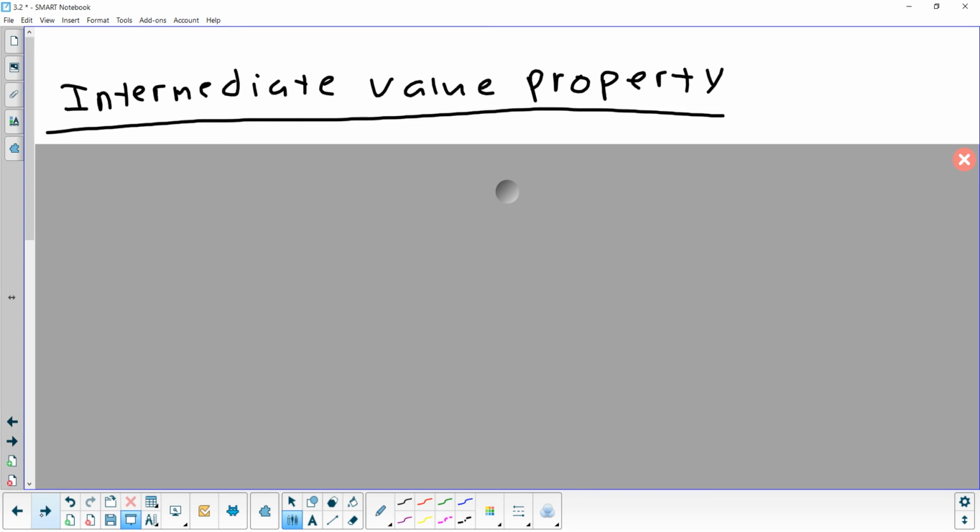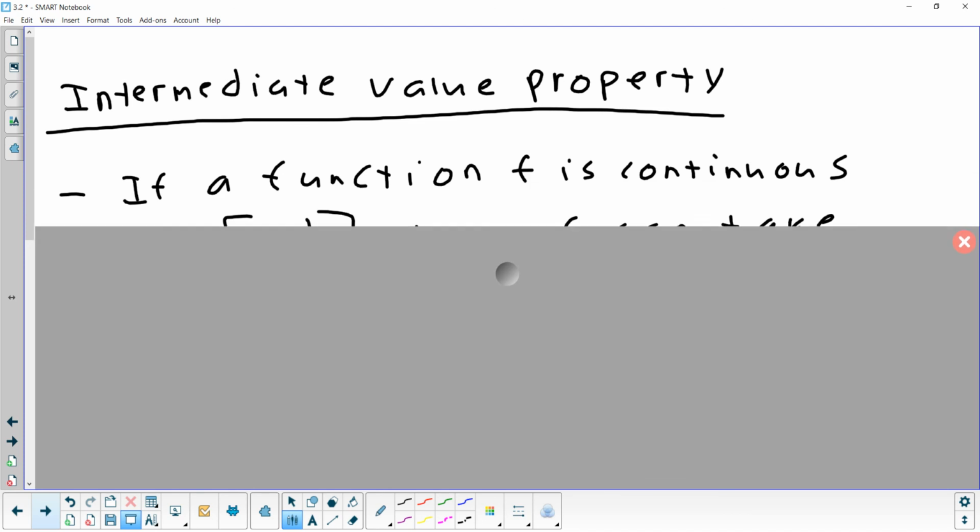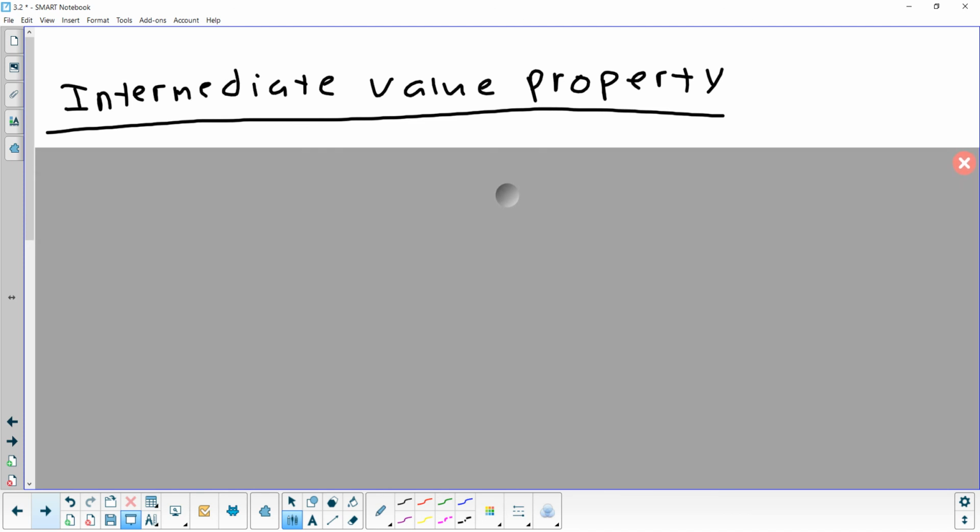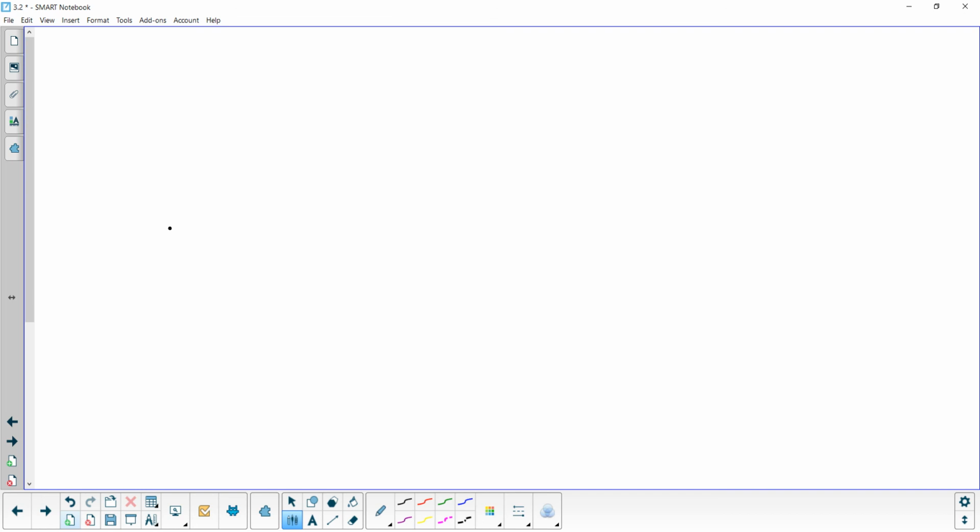So the next thing is what we call the intermediate value property. And the way I like to explain this is, think of an example like you're boiling water. Okay, and the water starts at room temperature. Maybe it's like 70 degrees. And you're going to heat it all the way up to boiling. So it starts at 70, and you're going to heat it up to 212, which is boiling.